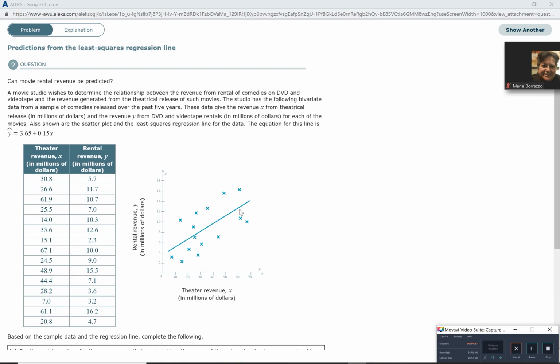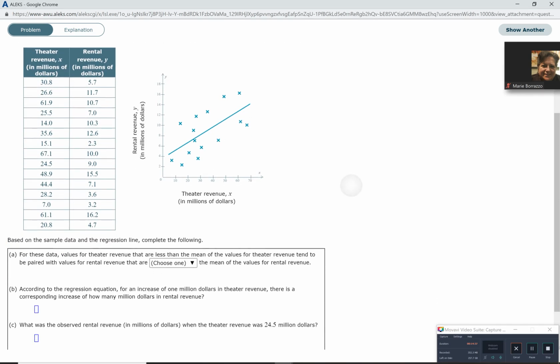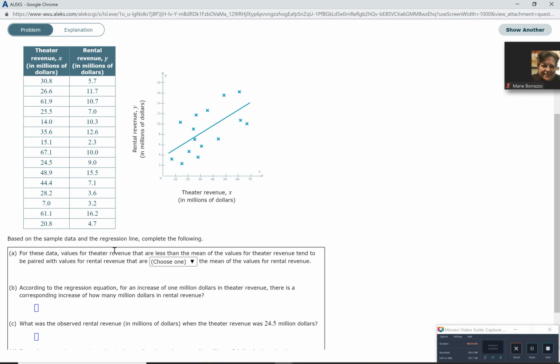It sits right in between the values, right? So this is what we call observed data, and the chart is where we see observed values. Now, look at number 1, or part A. It says for the data, values for the theater revenue that are less than the mean of the values for the theater revenue tend to be paired with values of the rental revenue that are, and when you drop this down, it should be less than, greater than the mean of the values of the rental.